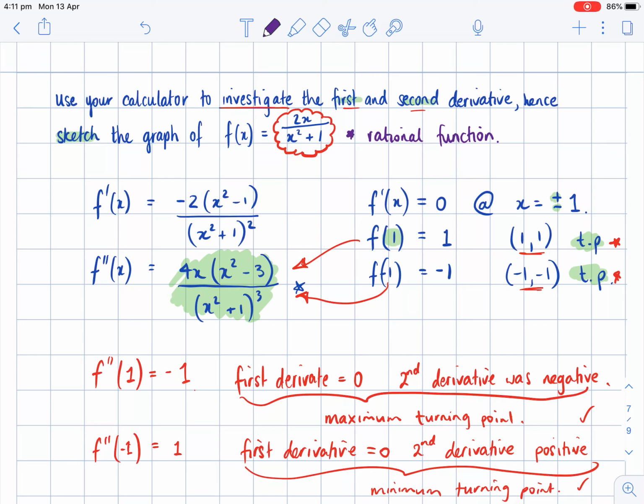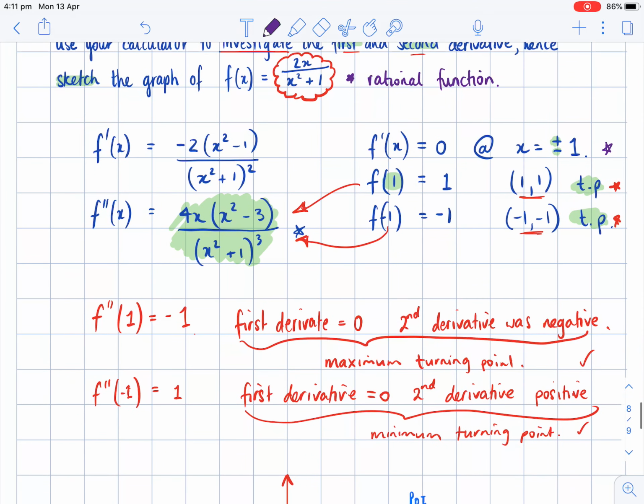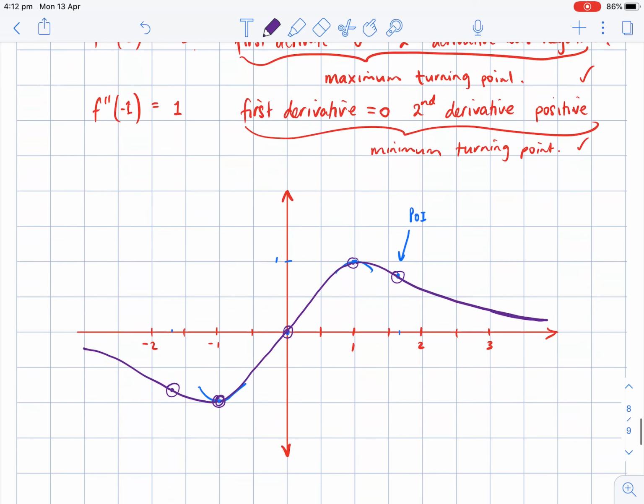There you go. So we've used the first and second derivatives to investigate the function f of x equals 2x over x squared plus 1. What did we do in summary? We looked at the first derivative and solved the first derivative to find the turning points. We solved the second derivative equal to 0 to find the points of inflection, and we used the second derivative with the coordinates of the turning point to determine whether it was a maximum or a minimum. And then put all of that information together and we can create a graph.